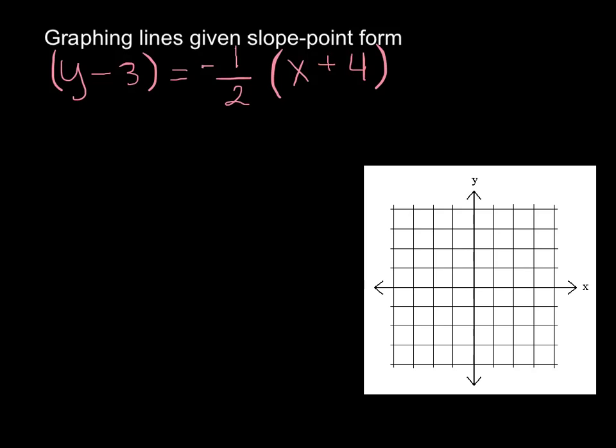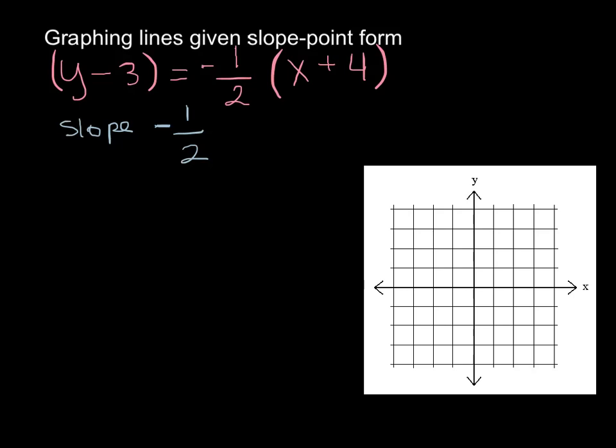Okay, so let's approach it the same way we did the last question. We said that our slope was negative. Our slope is negative 1/2. So our rise is actually down 1, and our run is right 2. So it's going to be slanting the other direction.